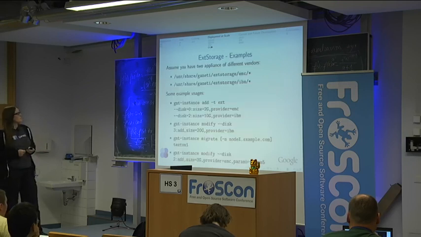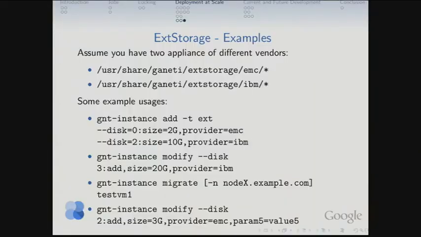So this is an example here. Let's say I have two different shared storage, one EMC and one IBM storage. And then you can do something like this. You have your normal instance add command. You define in this template that it is an external device, and then you specify the size like for any normal disk. But then you have to tell it which provider to use. So this way Ganeti knows which script to run.